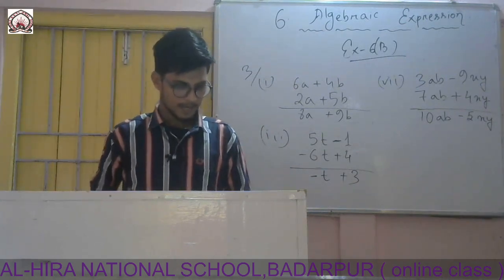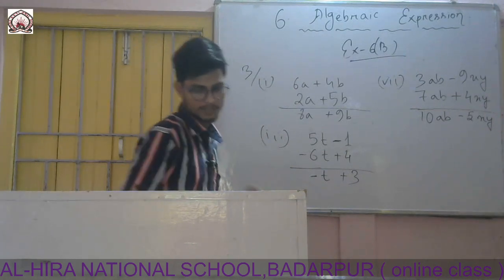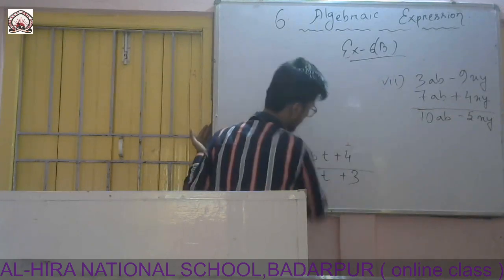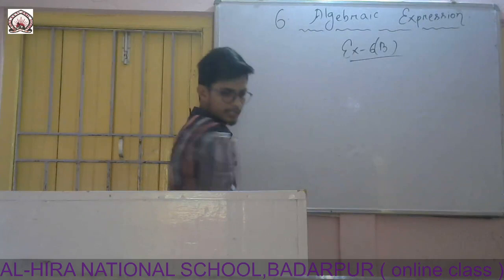Okay, now move to question number 4. There is the addition of trinomials. So there are 3 terms, you see. Same like this one, simply you have to add only the like terms.